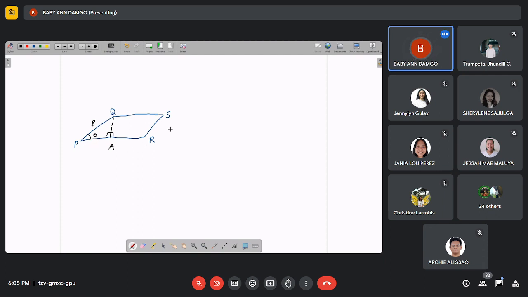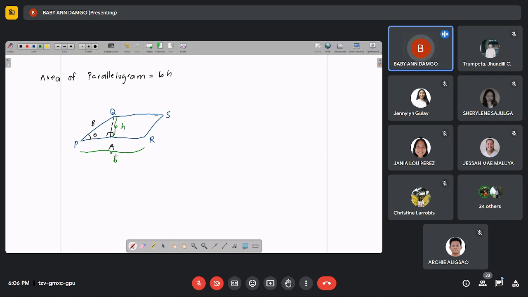Okay, if you remember the formula for the area of a parallelogram, this is base times height. So the base here, class, is the vector A, and then the height is this altitude. So this is B, and then this one is the height.